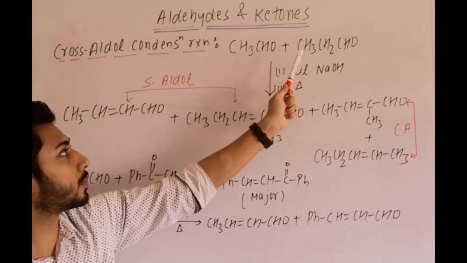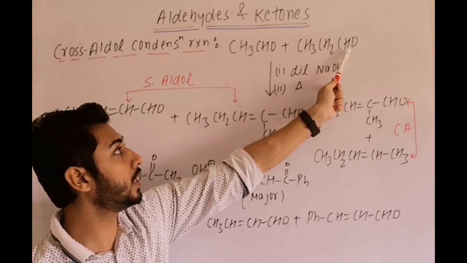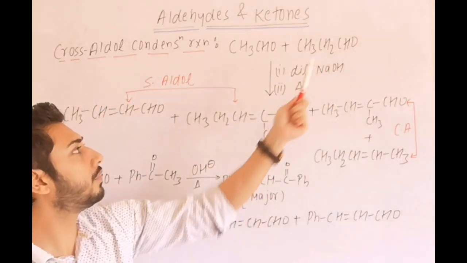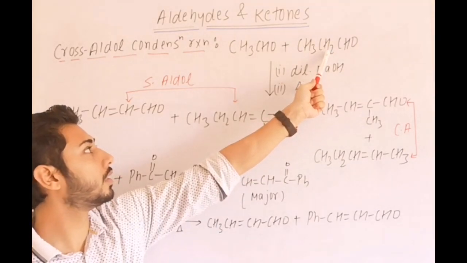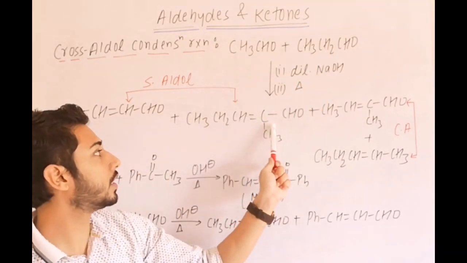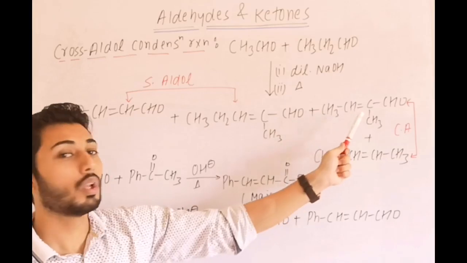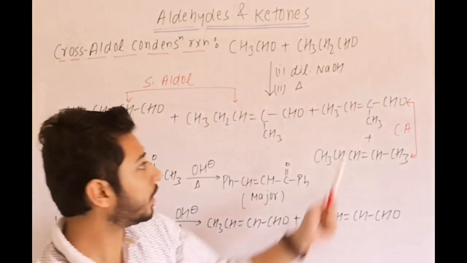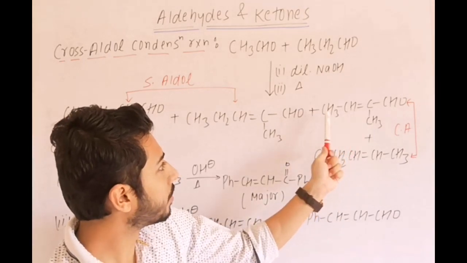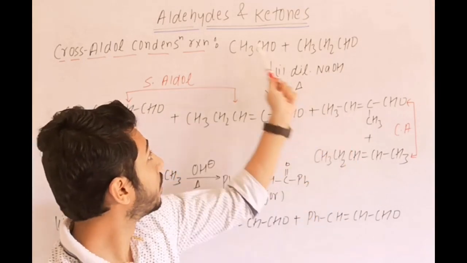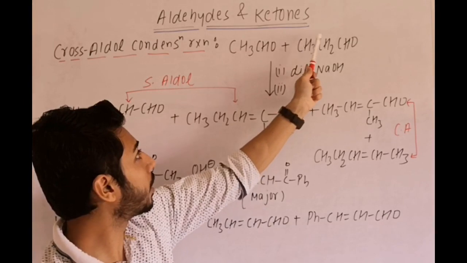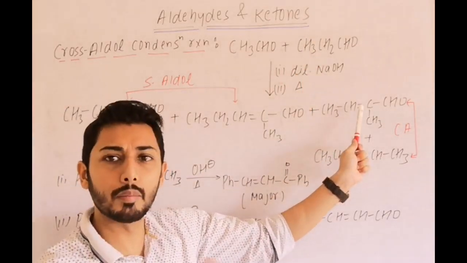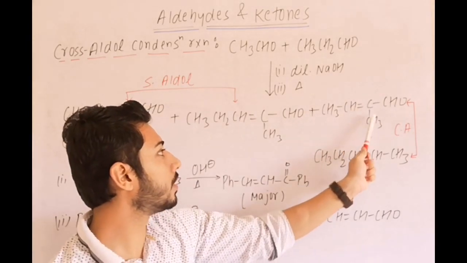Then this compound reacts with itself, CH3CH2CH=, and from another alpha carbon it is CH3CHO. Then next is the cross aldol product. This cross aldol means on this alpha carbon, CH3CH is added, and then elimination of water gives a double bond, CH3CHO.